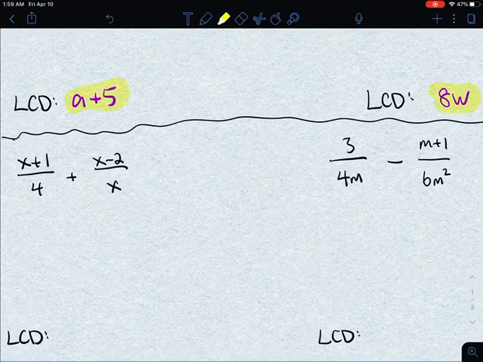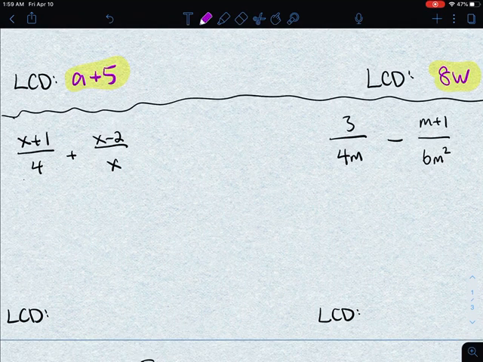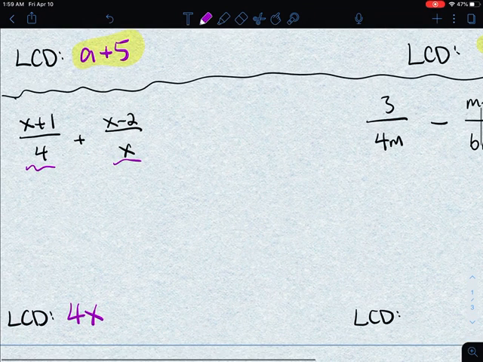Okay, here we don't have the same denominator, so the first step is to find the LCD. So here's 4 and x. Again, LCD means you're looking at the denominators, so don't worry about what's on top. Just look at the bottom and then find the LCD. 4 and x, in this case, is 4x.